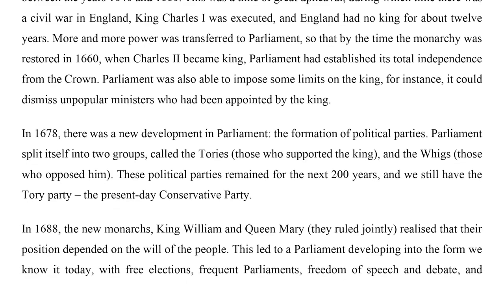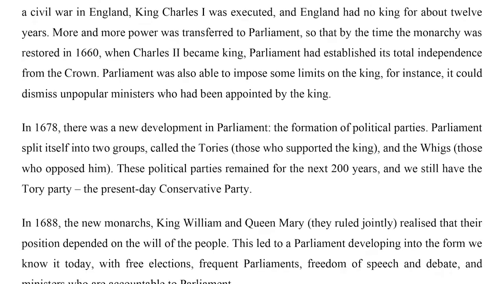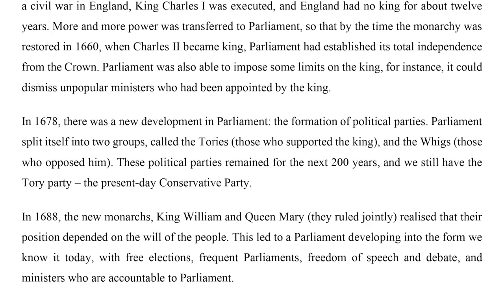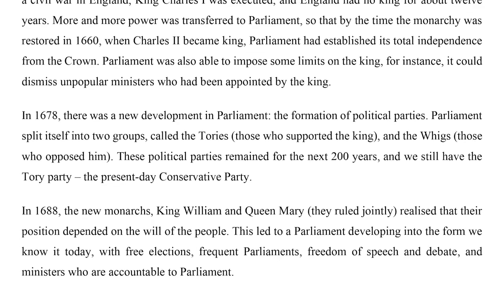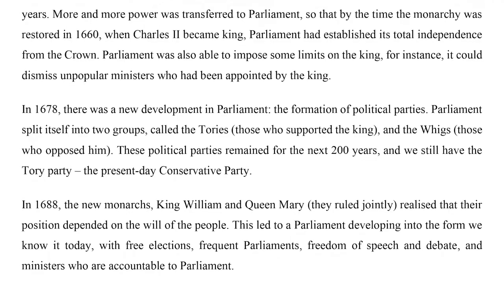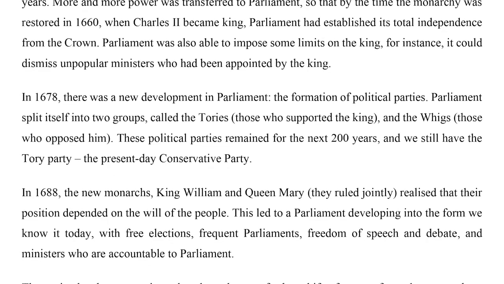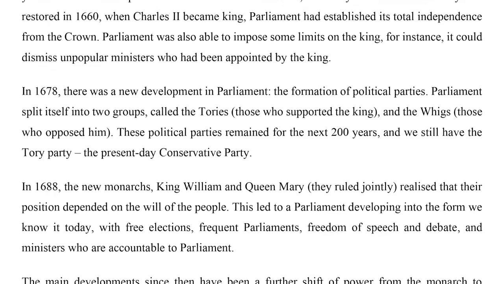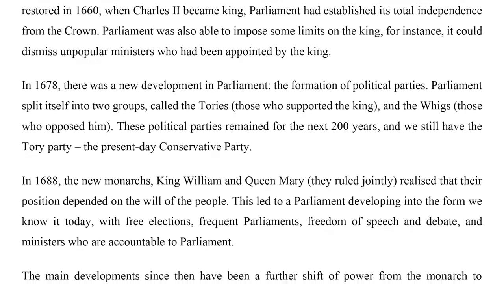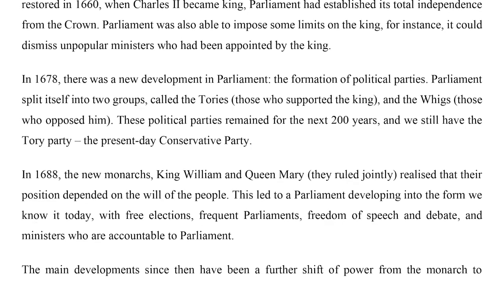In 1678, there was a new development in Parliament: the formation of political parties. Parliament split itself into two groups, called the Tories, those who supported the king, and the Whigs, those who opposed him. These political parties remained for the next 200 years, and we still have the Tory party, the present-day Conservative Party.